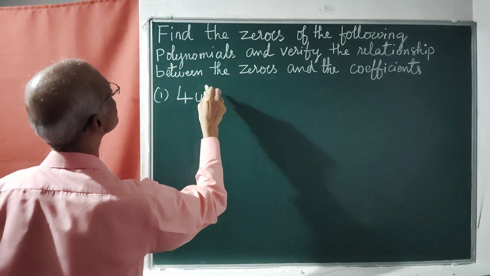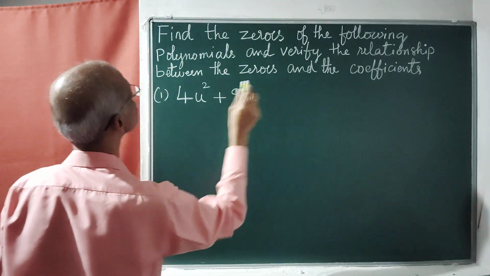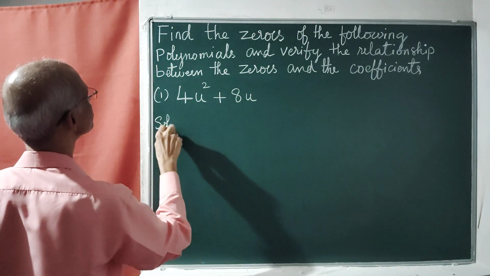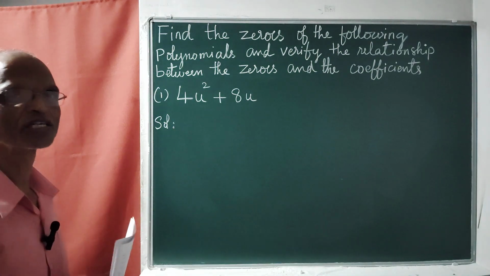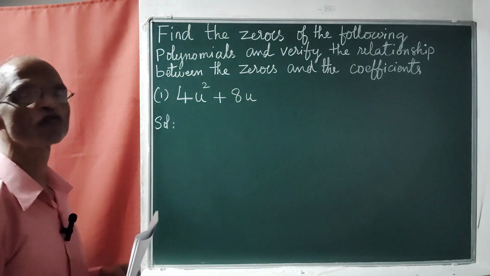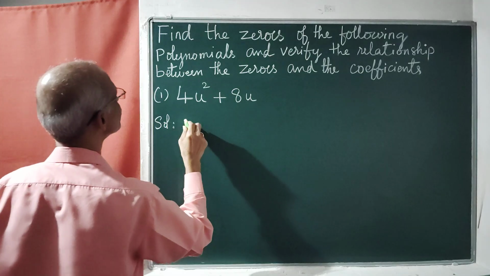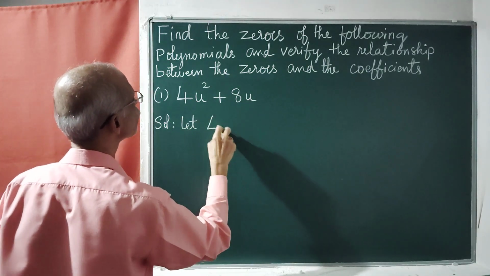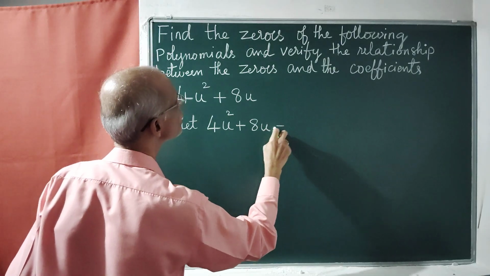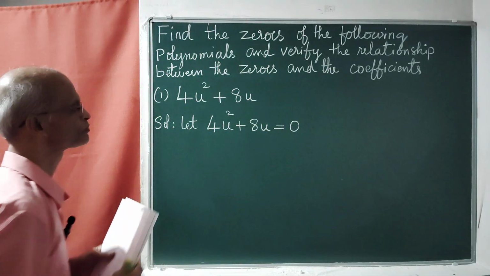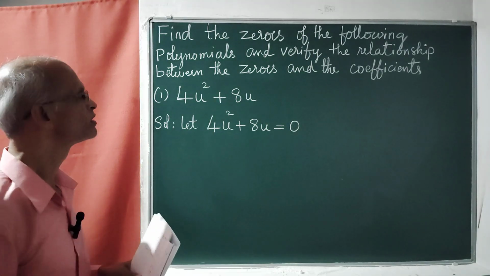4u square plus 8u. First we have to find the zeros of this polynomial. To find the zeros, we will equate this polynomial to 0. Let 4u square plus 8u be equal to 0. Now we will solve this equation.